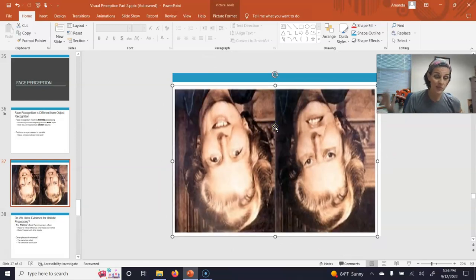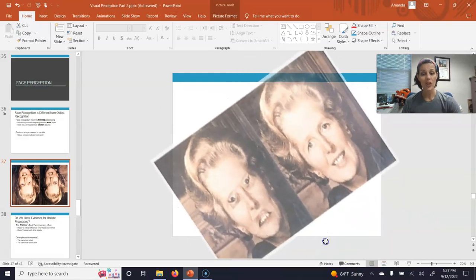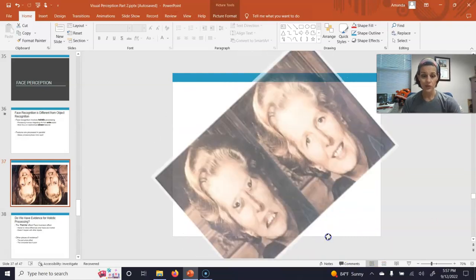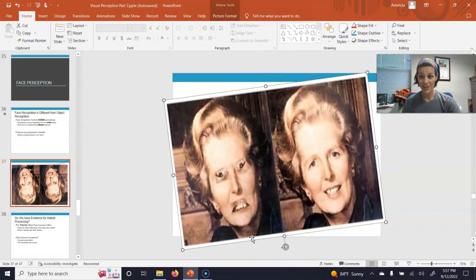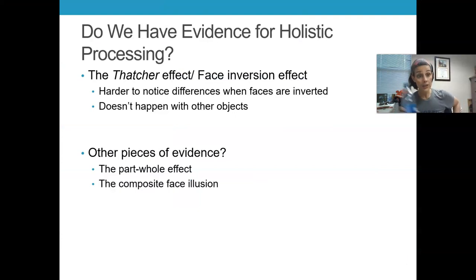See, this is what happens when you record it once and it fails. I forgot to flip that around. But you can see that it's harder to notice the differences here until you turn it around. And then it's glaringly obvious that those faces are really different from each other. So this is what is referred to as the Thatcher effect or the face inversion effect. It is harder for us to notice differences in faces or problems with faces when they are upside down. And this does not happen with other types of objects.